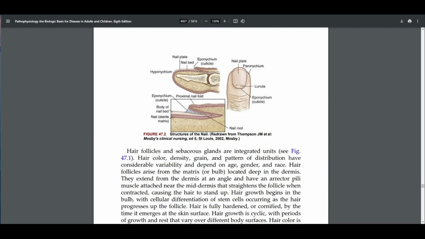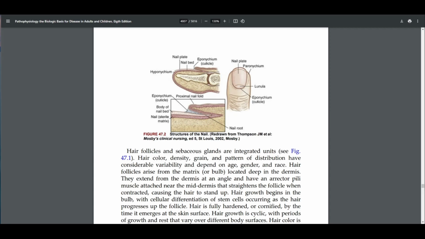Hair color, density, grain, and pattern of distribution have considerable variability and depend on age, gender, and race. Hair follicles arise from the matrix, located deep in the dermis. They extend from the dermis at an angle and have an erector pili muscle attached near the mid-dermis that straightens the follicle when contracted, causing the hair to stand up.